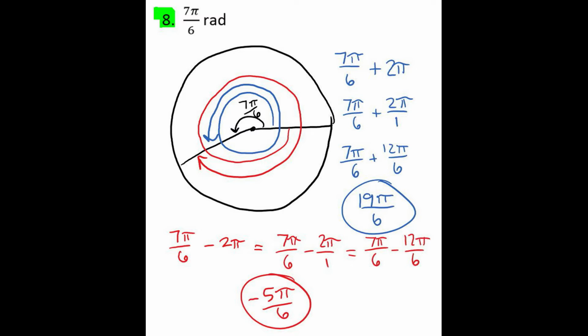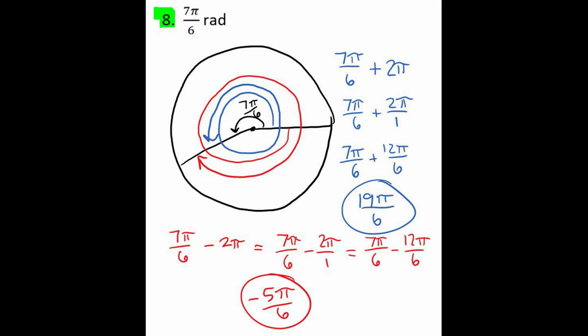And if drawing a picture helps you on these, feel free to draw a picture because I think it's helpful. Okay, then we did the blue one. So the blue one is doing a full trip around a circle plus the 7 pi over 6. So a full trip around the circle in radians is 2 pi, and we're adding that to our 7 pi over 6. Well, that's what I have over here in blue. It's 7 pi over 6 plus 2 pi.